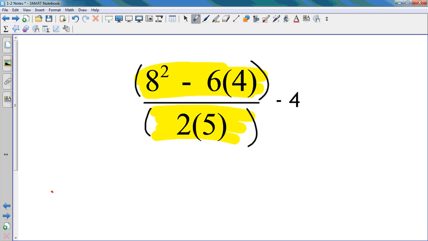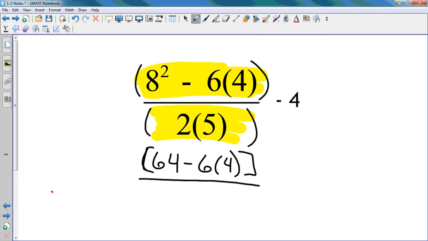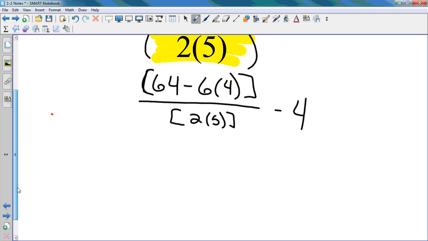Well, inside this set first, the top set of parentheses, I have an exponent. So we're going to do exponents first. Well, 8 times 8. Right, I have 64 minus 6 times 4. I should have done brackets here because I have 2 sets of parentheses. Okay, and then I have a second set of parentheses on the bottom, 2 and 5. Now notice I do things step by step. I require you to see these steps on your homework. Now I did the exponents.